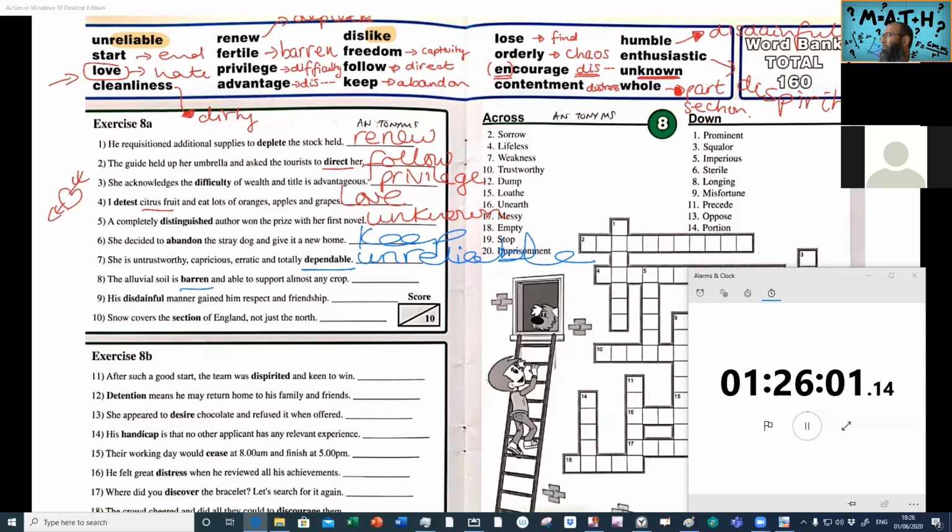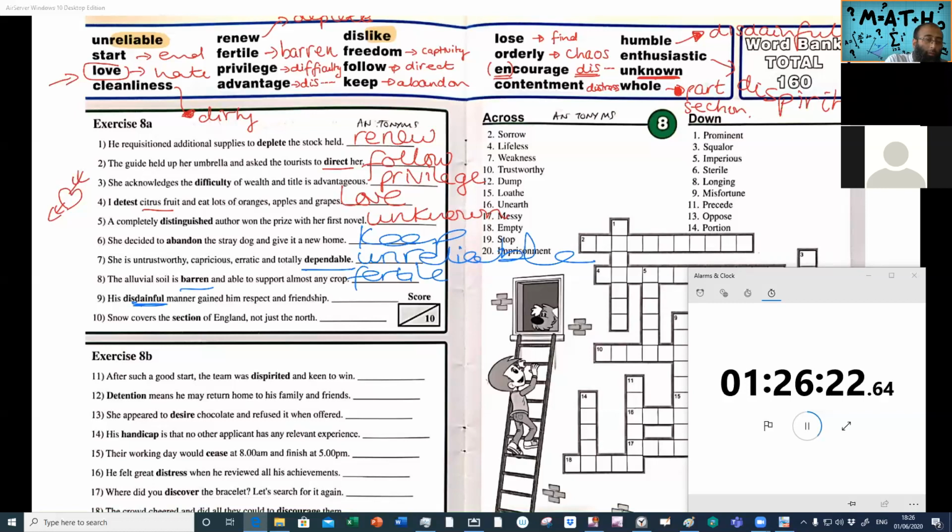The alluvial soil is barren and able to support almost any. Okay, so the word barren means something with nothing. Absolutely, fertile. Well done. Excellent. Next one.